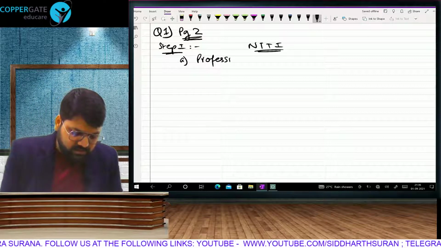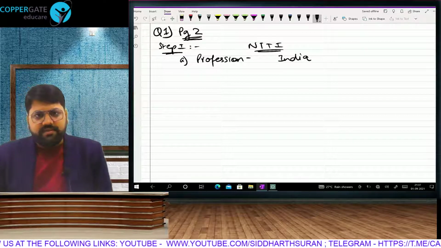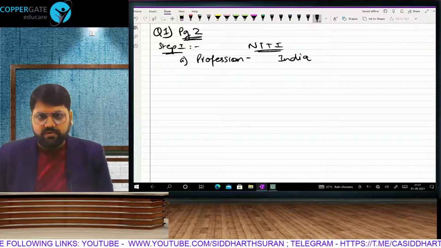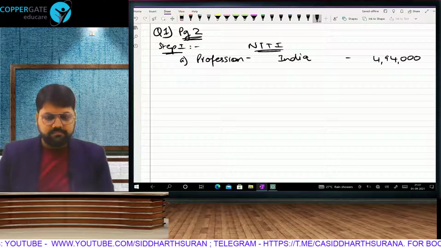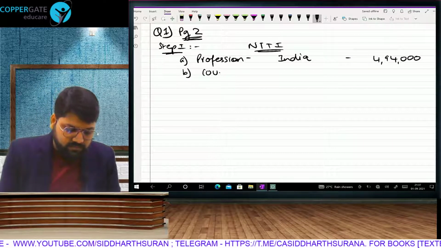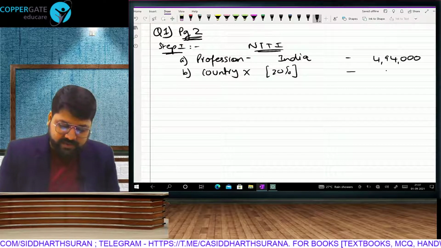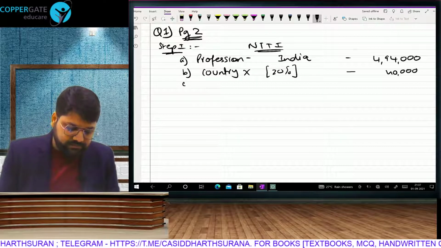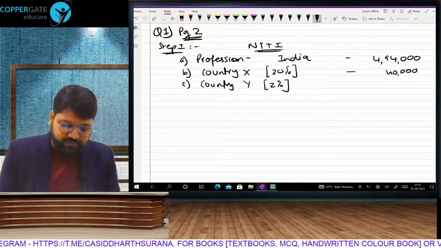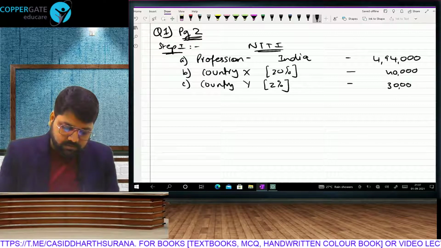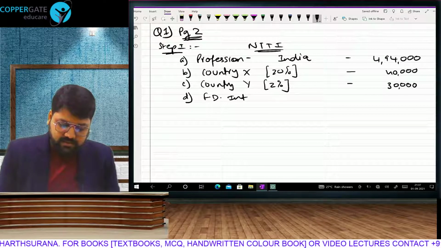Income from profession. In a question of DTAA, you should always mention the country so that you know whether this income is going to be covered in your relief or not. Indian income, 494. Next, income from country X where you have paid tax of 20%, 40,000. Income from country Y where you have paid tax of 2%, 30,000, and FD interest 1,18,000.